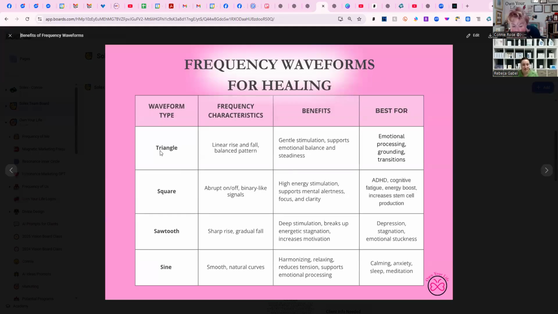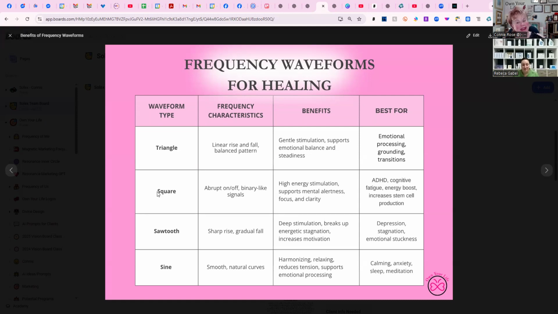So the triangle wave, it talks about the frequency characteristics, but these are the most important columns here, the benefits and what they're best for. So the triangle wave is gentle stimulation, supports emotional balance and steadiness. It's great for emotional processing, grounding, and transitions. That's the default. The square wave, I was using the square wave, and it's great when you're dealing with physical issues because research shows that it boosts stem cell production. So stem cells are those magic parts of our body that God gave us to form where it's needed, like the repair for where it's needed.